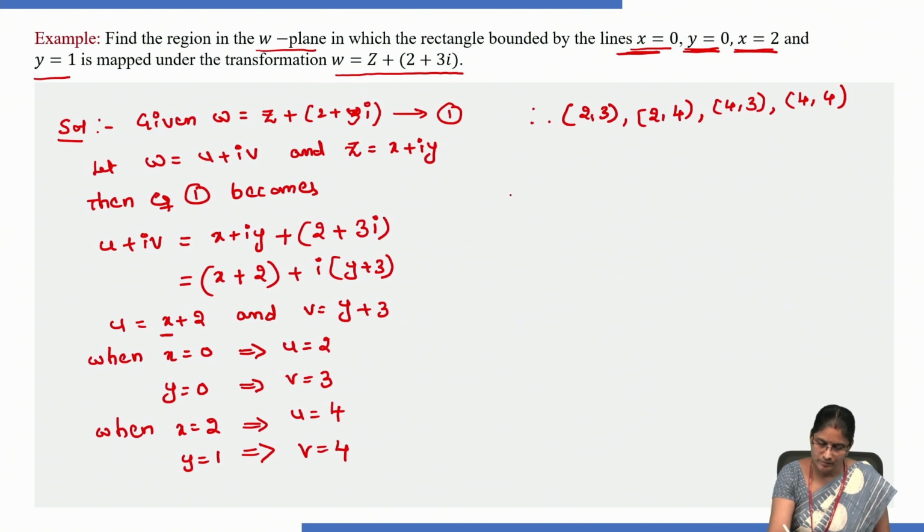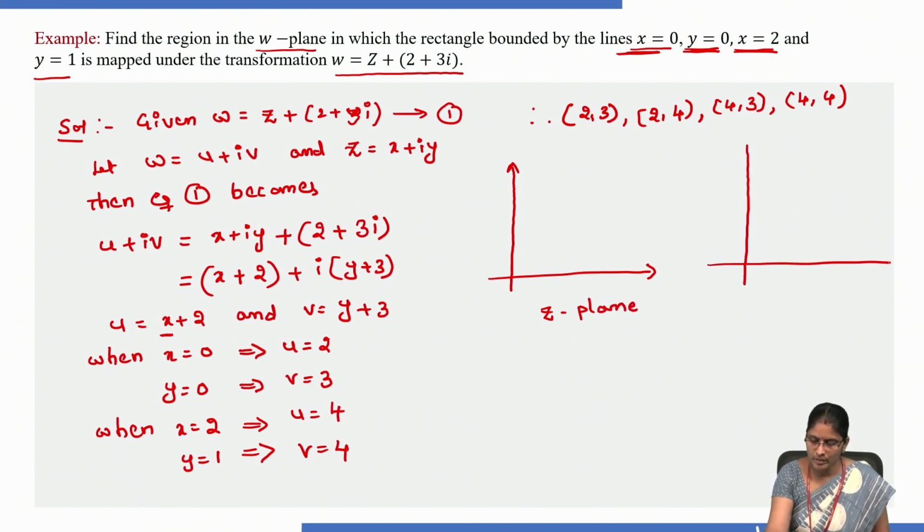Take two planes. One is the Z plane, the next is the W plane, because conformal mapping is a mapping from Z plane to W plane. Z is x plus iy, so here we mark the points of x, and the imaginary part is y. In the W plane, we take u, v. On the x-axis y is 0 and on the y-axis x is 0. Here the lines are x equal to 0, y equal to 0, x equal to 2 and y equal to 1, which is a rectangle in the Z plane.